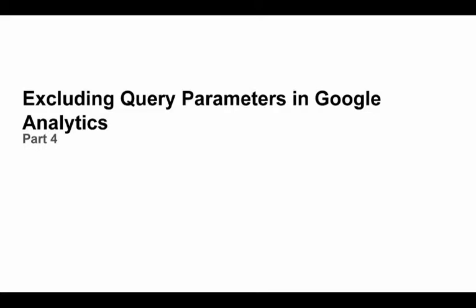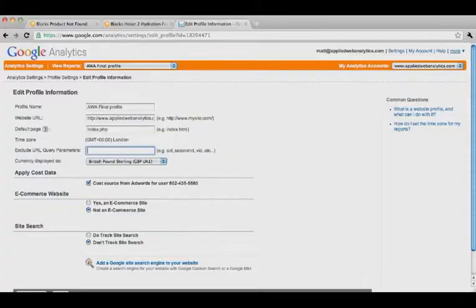Now that we've worked out how to decide which query parameters can be safely excluded and which can't, we're going to move over into Google Analytics, and I'll show you where you would input that information. So once you've logged into Google Analytics, we want to go into the profile settings and edit profile information. And once we're in here, this is a place where you can change the profile name, website URL, default page, time zone. But what we're interested in is the next box, which is called exclude URL query parameters.